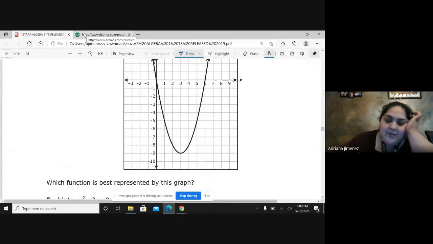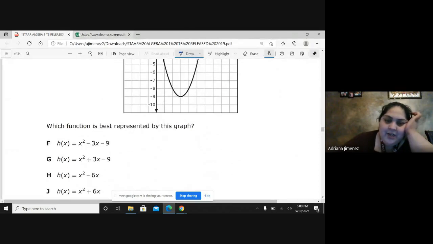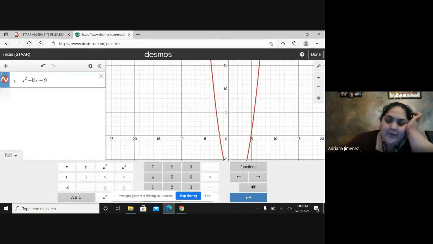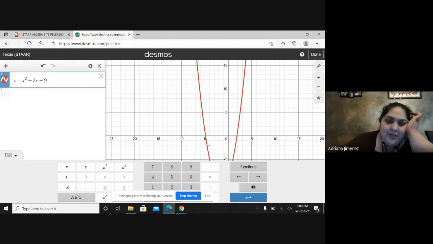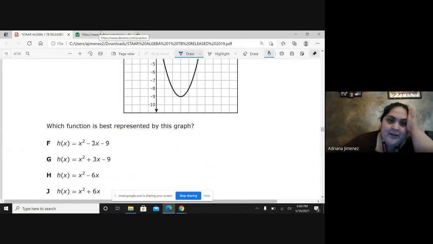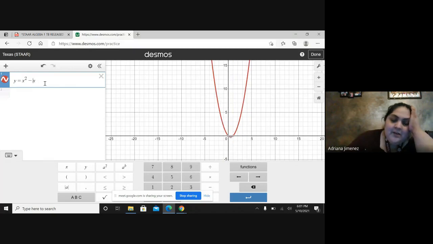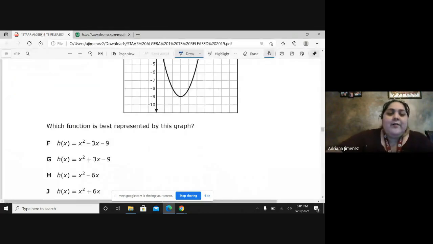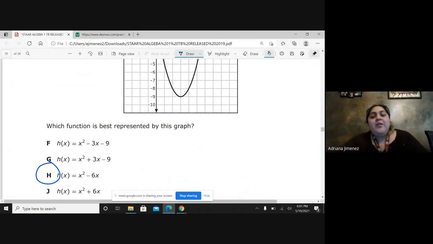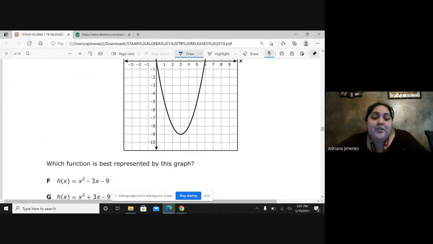Okay, we choose the next answer choice. It has a plus 3x. That's all that changed. All right, this one is still not going through 0, 0, so that can't be it. All right, this one is x squared minus 6x, so take away the 9, minus 6x, and hey, this one works. It's going through 0, 0, and it is going through 6, so that's my answer. All we did was graph the equations and look for which one was going to match what we have right here in this picture.